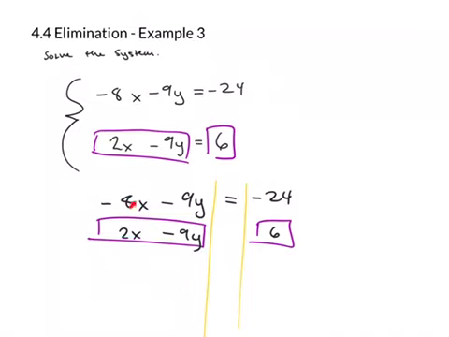If I add together negative 8x and 2x, I won't eliminate the x's. And if I add negative 9y plus negative 9y, I won't eliminate the y's. But if I subtract the bottom equation from the top equation, watch what happens. I get negative 8x minus 9y, and then I distribute this negative sign and subtract each thing. So I'm going to subtract 2x, and I'm going to subtract a negative 9y. This goes way back to algebra tiles, where we have to subtract a negative 9y. And on the right-hand side, I have negative 24 minus 6.